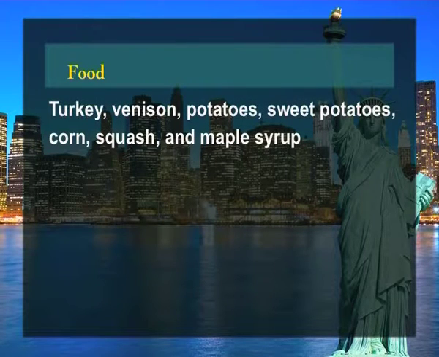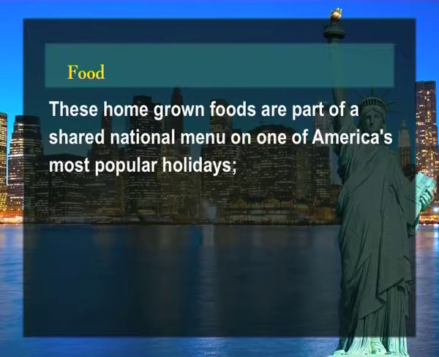Food. Mainstream American cuisine is similar to that in other Western countries. Wheat is the primary cereal grain with about 3/4 of grain products made of wheat flour, and many dishes use indigenous ingredients such as turkey, venison, potatoes, sweet potatoes, corn, squash, and maple syrup, which were consumed by Native Americans and early European settlers. These homegrown foods are part of a shared national menu on one of America's most popular holidays, Thanksgiving, when some Americans make traditional foods to celebrate the occasion.